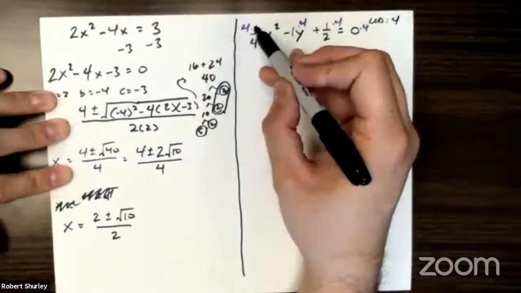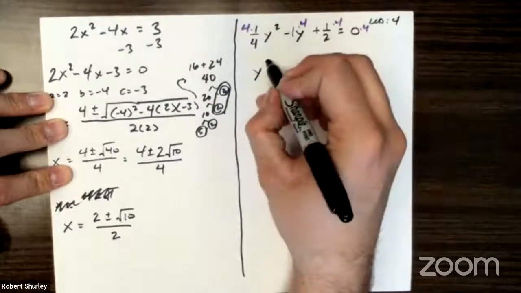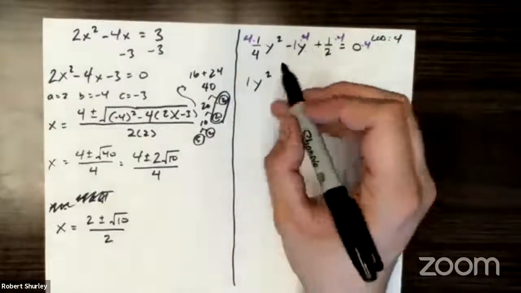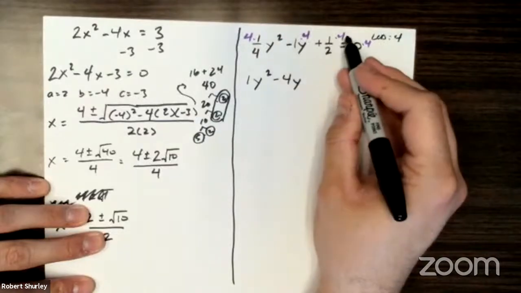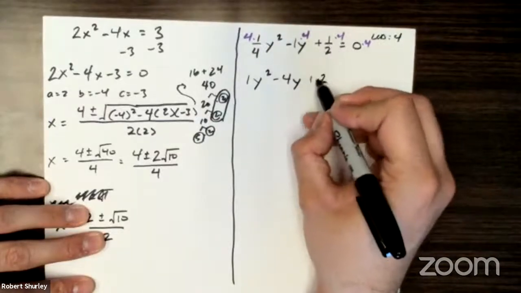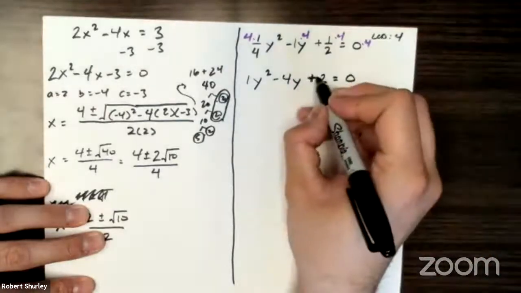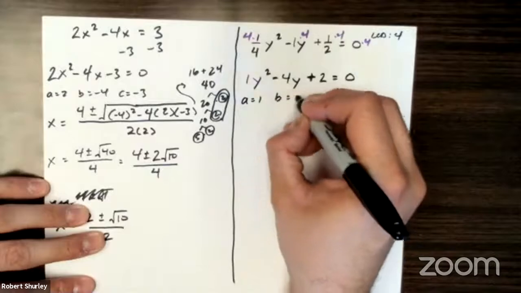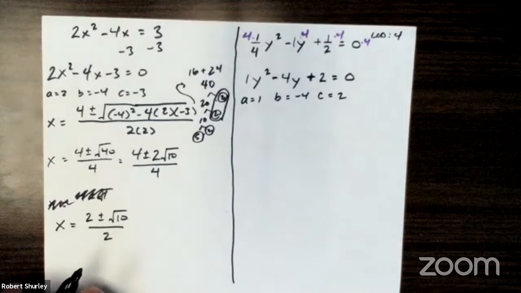And look, on this one, I'd get 4 times 4 is 4. Divided by 4, that leaves me with just 1y squared, okay? If you want to write the 1, there's nothing wrong with that. Negative 1 times 4, that's a negative 4y. And then 4 times 1/2, that's 2. And then anything times 0 is 0, okay? So we've got a equals 1, b equals negative 4, and c equals 2.